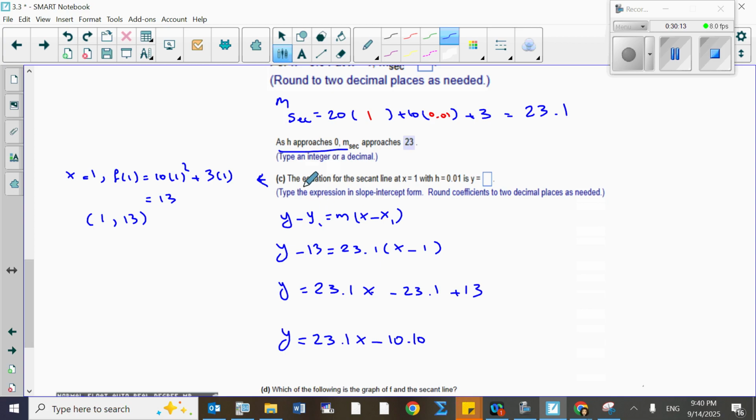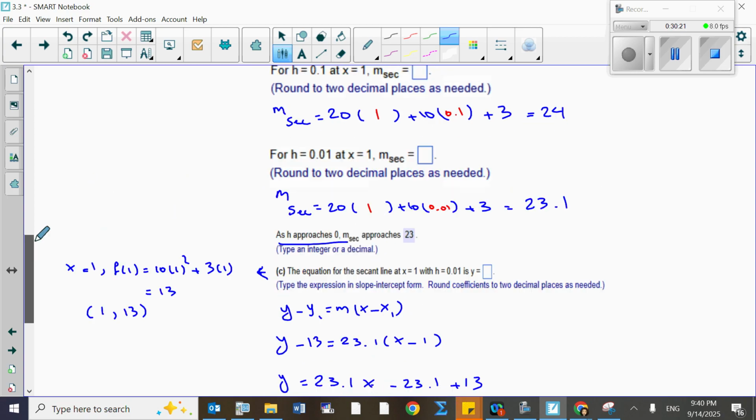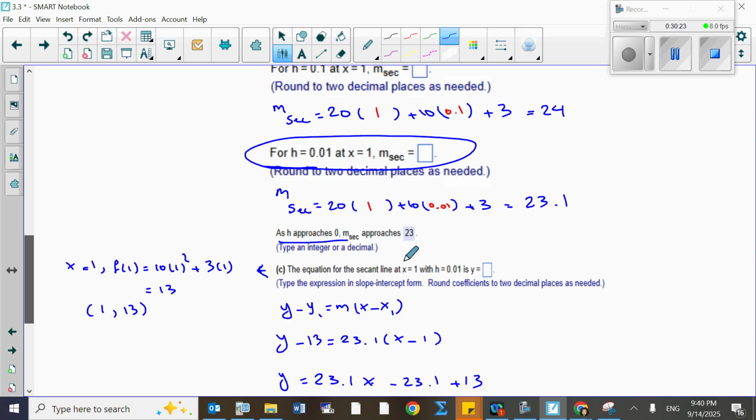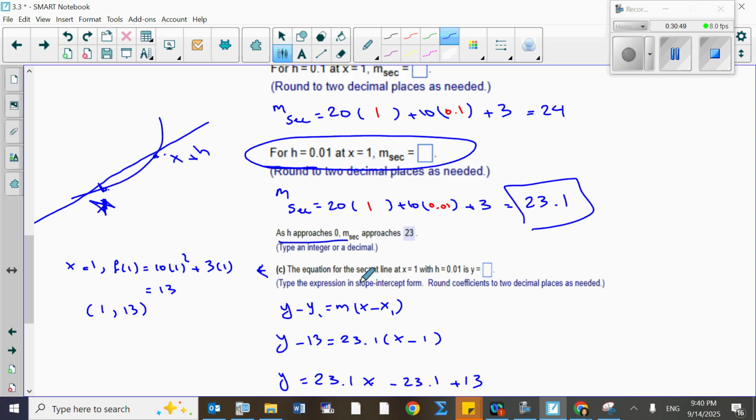And here, this is the equation for the secant line at x equal to 1 with h equal to 0.01, which was this one, basically the one that we already found. We want to find the equation of the secant line. So again, this is my x, and then here I have x plus h. The secant line that is passing through these 2 points, we want to find the equation of that. We already had the slope, 23.1. We're going to use it, 23.1.